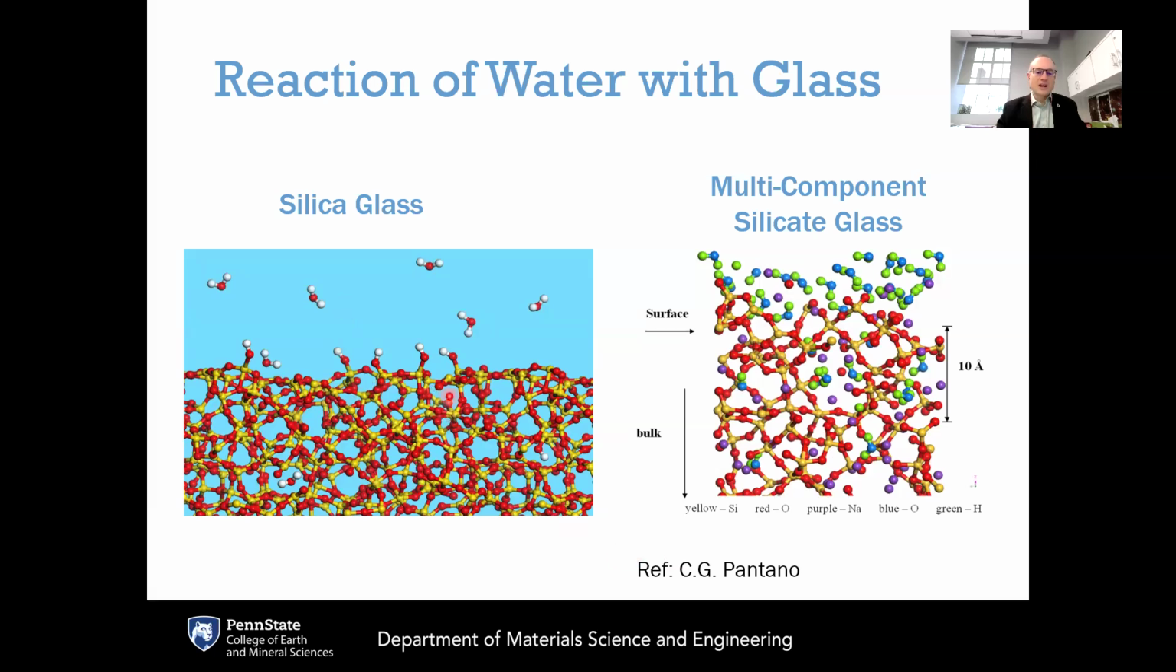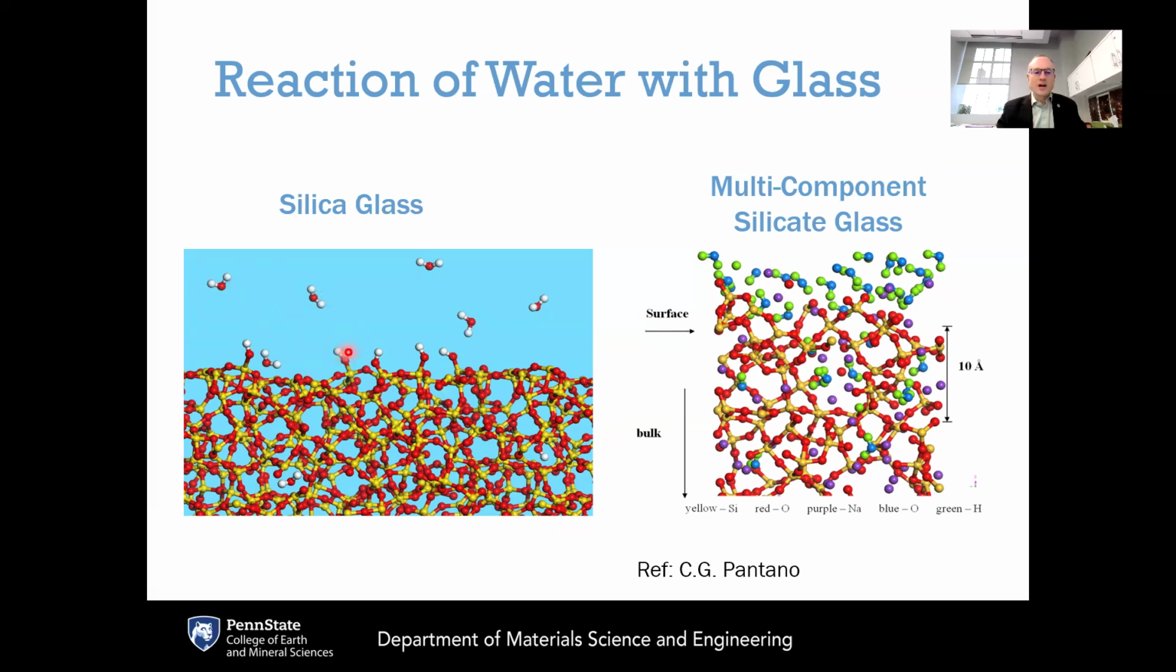You can see a silicate glass surface here on the left, and this is a computer simulation of water molecules coming in and binding to the glass surface. There's two types of binding possible. One is chemisorbed water. With chemisorbed water, the water molecules actually break up into OH groups.